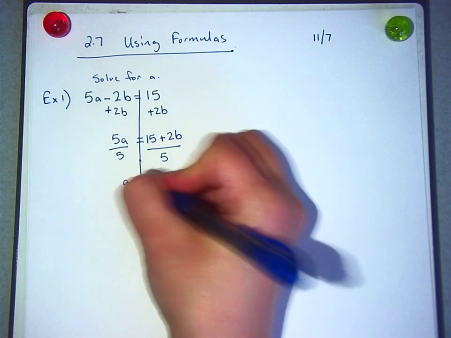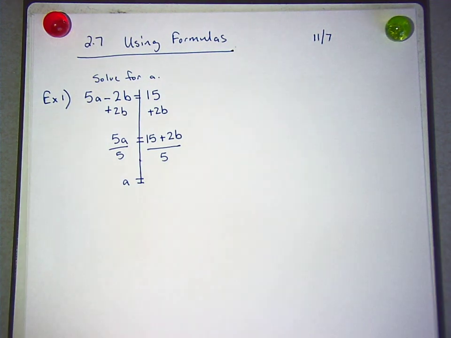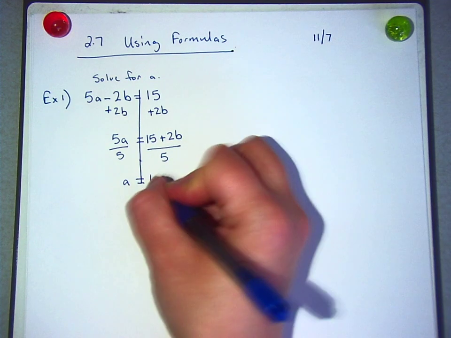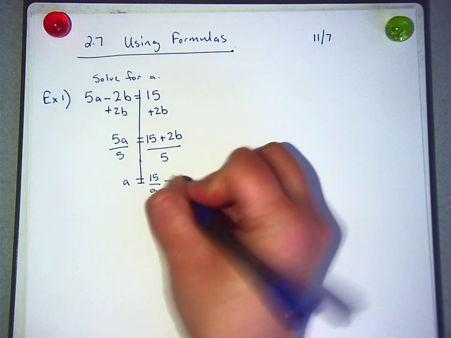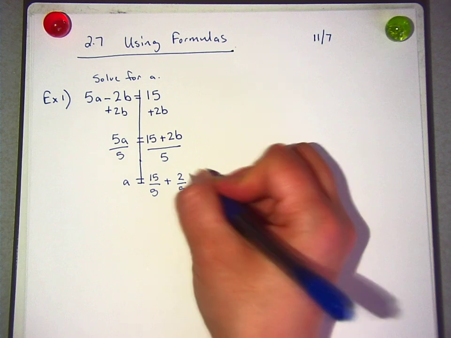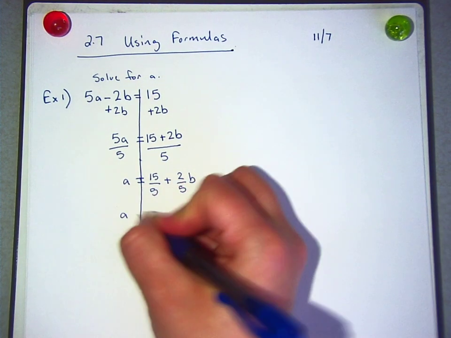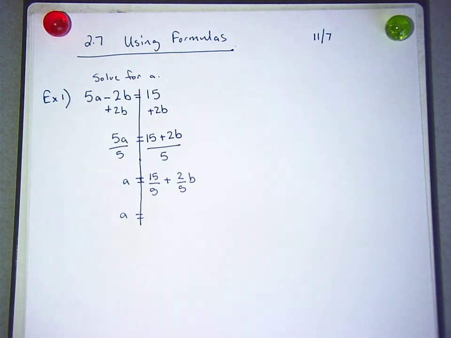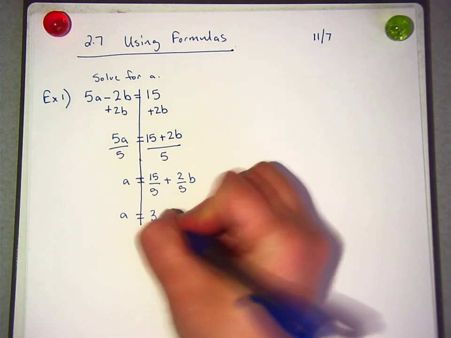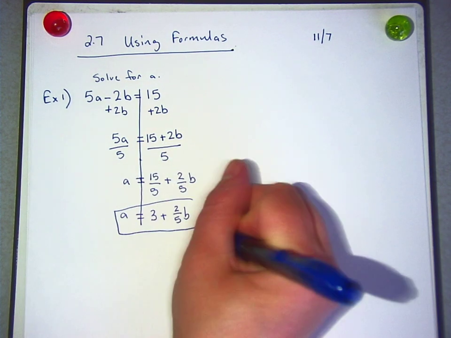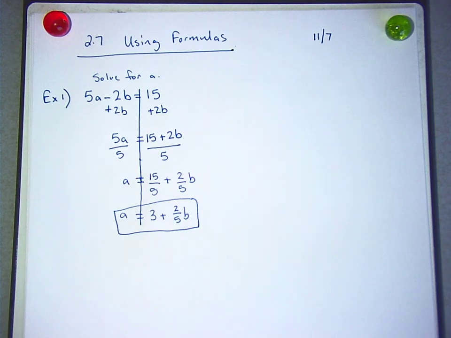So my final answer is a equals, when you divide by something, you can divide each part by it. So I'm going to write 15 over 5 plus 2 over 5 b. So now I've got a equals, what is 15 divided by 5? 3 plus 2/5 b. And that's the final answer. I know it looks messy and gross, but it's essentially just moving everything away from a variable.